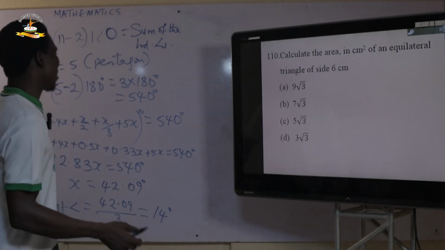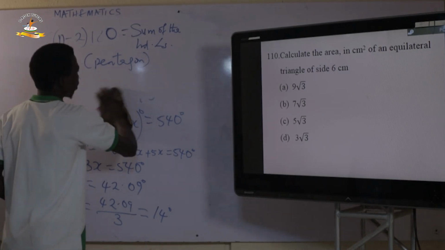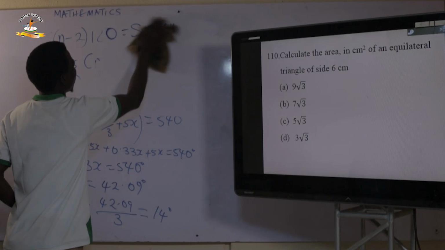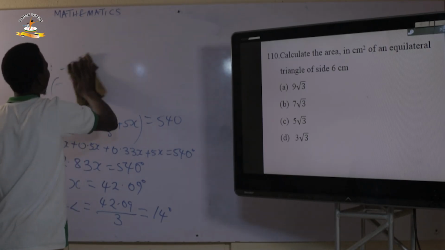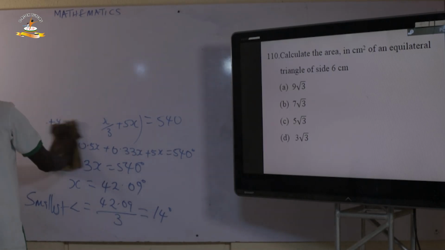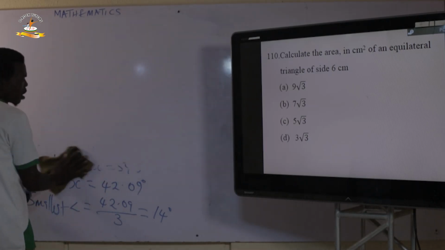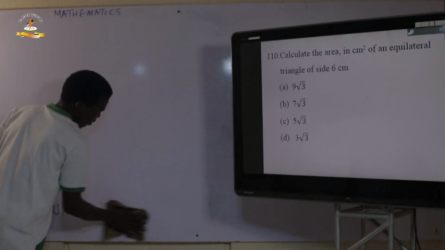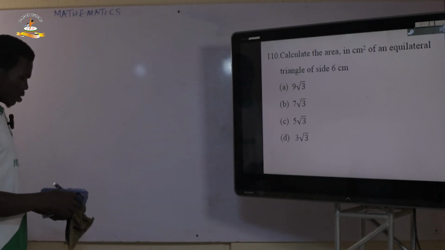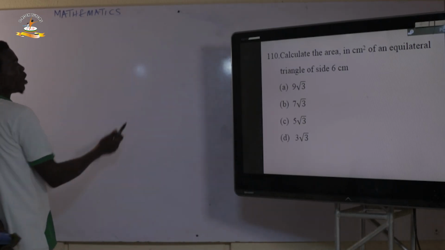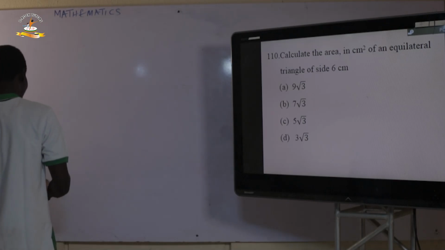Next question. Question 110 says, calculate the area in centimeter square of an equilateral triangle of side 6 centimeters. So we have an equilateral triangle. I want to find the area. Don't forget what an equilateral triangle is. It's a triangle that has all its angles, and at the same time all its sides, equal. So it's a special type of triangle that has all the sides equal as well as all the angles. And we have to draw it out to make it simple.